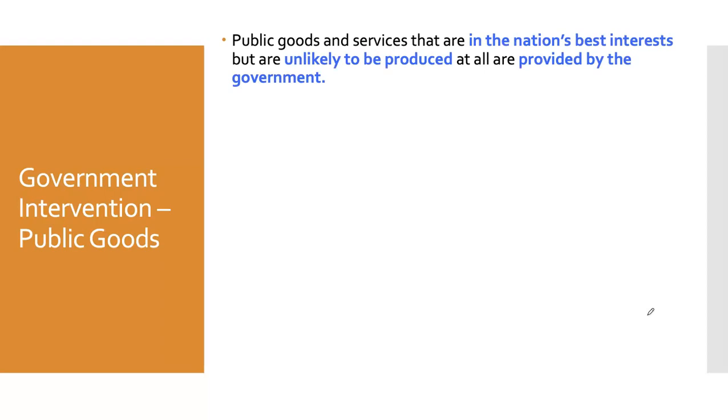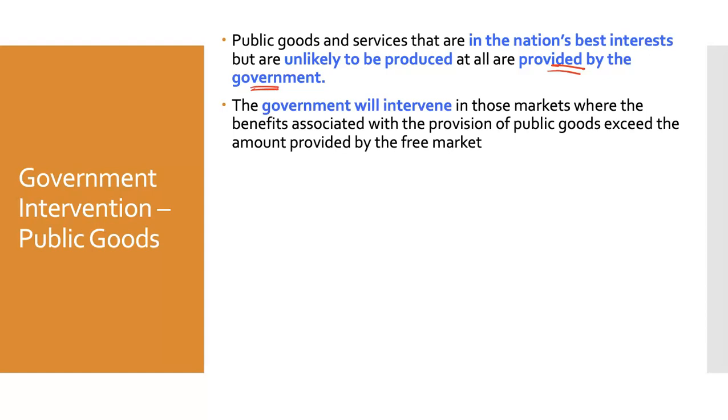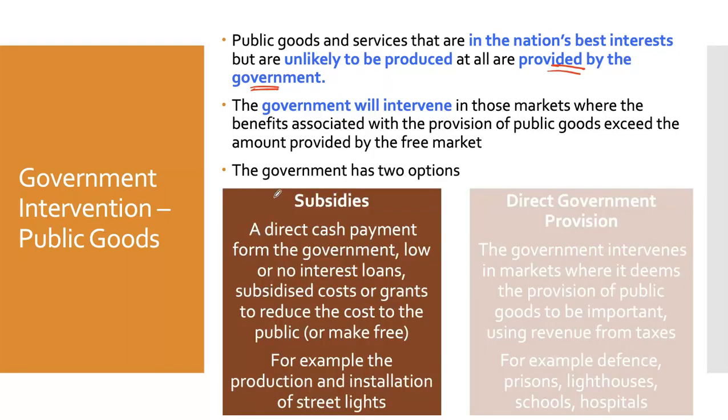If we didn't intervene, we would never have them because no one would produce them. The public goods and services that are in the nation's best interests but unlikely to be produced are provided directly by the government. The government will intervene in those markets where benefits associated with public goods exceed the amount provided by the free market. So if roads and the army are not being created by private businesses, which they are not, the government will intervene.